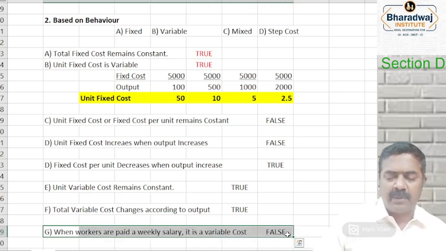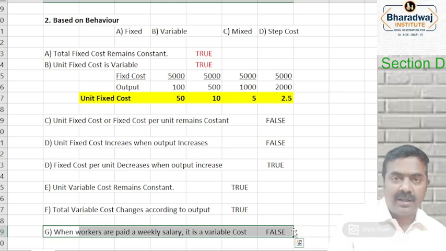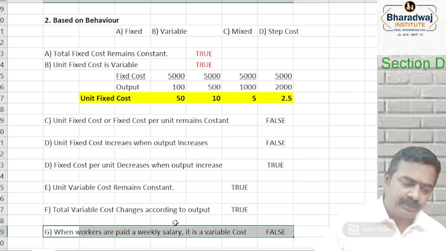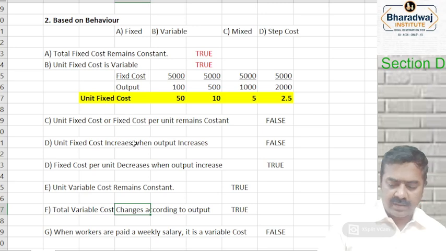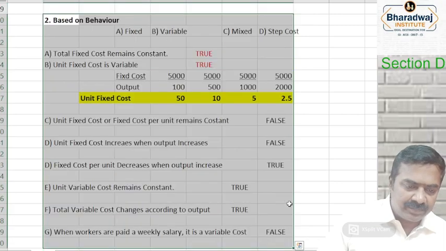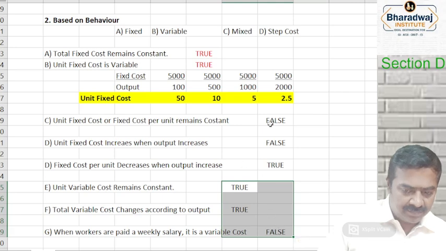Wherever you pay based on time, it is kind of a fixed cost. Like weekly or monthly or yearly, it's a fixed cost. Yes, sir.